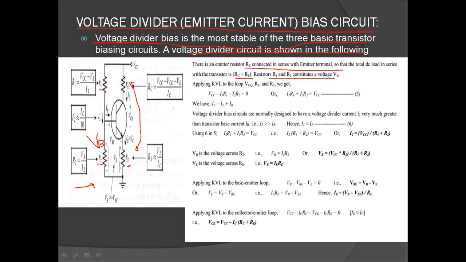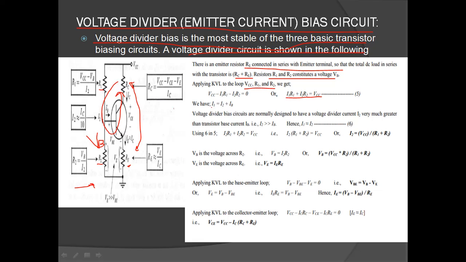Applying KVL to the loop VCC, R1 and R2, we get VCC minus I1 R1 minus I2 R2 is equal to 0. That means when you apply KVL at this loop, you get this. Rearranging, you have I1 R1 plus I2 R2 is equal to VCC.